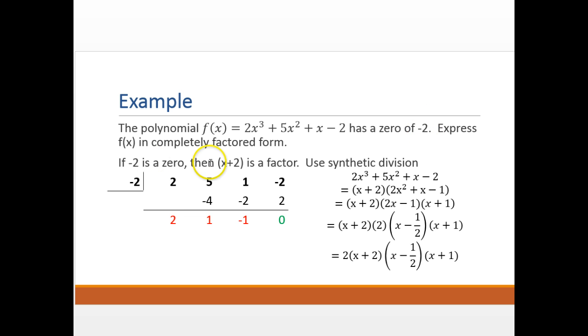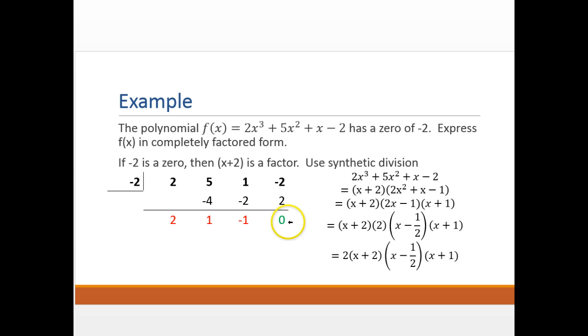If -2 is a zero, then x plus 2 is a factor. I will use the -2 out front, and the numbers that go on my top line are 2, 5, 1, and -2. And we start by bringing down the 2. 2 times -2 is -4. 5 minus 4 is 1. 1 times -2 is -2. 1 minus 2 is -1. -2 times -1 is 2. -2 plus 2 is 0. Notice this 0 matches up with our factor theorem because this says that f of -2 is 0.